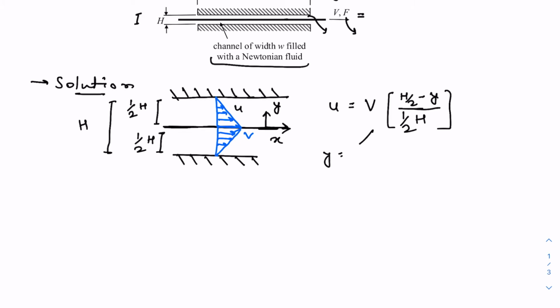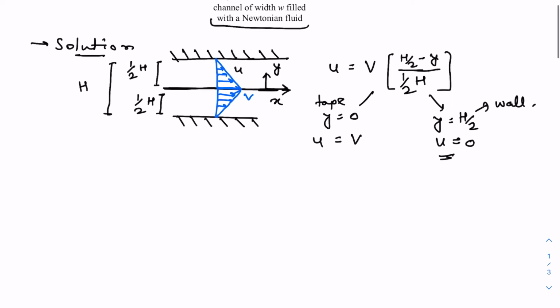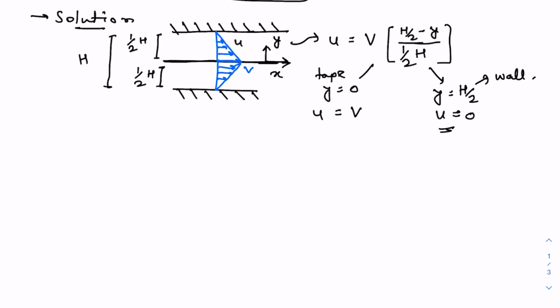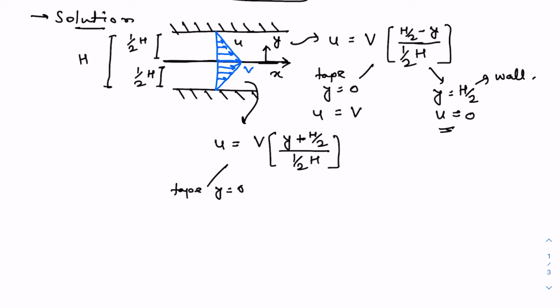Near the tape you have y equal to 0, so u will be equal to v. Near the surface, y is equal to h by 2, so u will be equal to 0. So this is the velocity profile in the upward channel. Similarly, in the downward channel, the velocity profile will be symmetric, but because of this choice of the coordinate system, it will be (y plus h by 2) divided by h by 2. So again, near the tape, y is equal to 0, so u is equal to v. Near the wall, y is minus h by 2 now at the bottom wall, so u is 0.